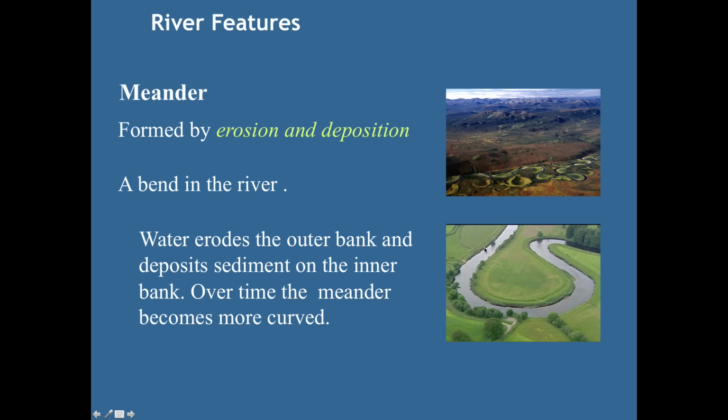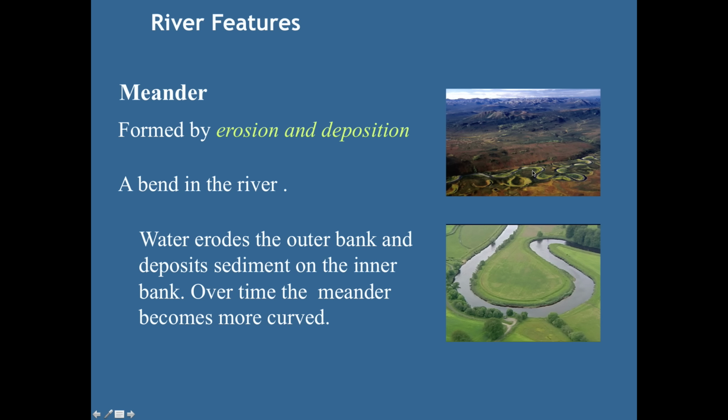So in order to go around in the same amount of time, you have to run faster if you're on the outside than if you're on the inside. For that reason, the water goes faster around the outside and slower on the inside. So it's going to erode here and deposit here. What that does is it makes the meander more and more curvy over time.